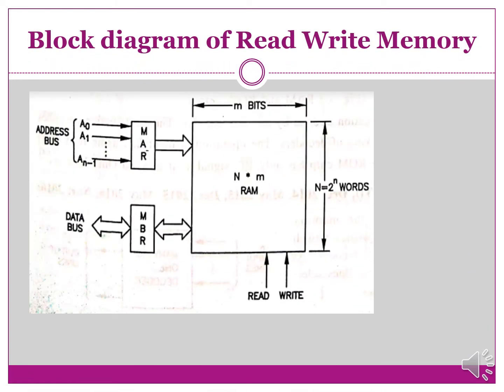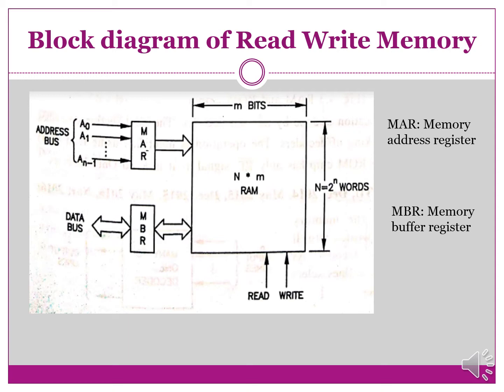Now we read the block diagram of read-write memory. Here a block diagram is given to you. Size of memory is n multiplied by m, where m is the number of bits and n is the number of words, that is 2 raised to m. Address bus and data bus are used here. Address bus is used for providing memory location to the instructions, and data bus is used to transfer the data, which is a bidirectional bus. Here we are seeing the two abbreviations MAR and MBR.